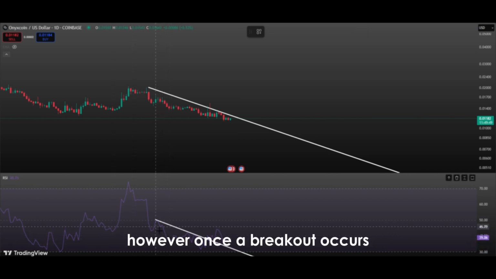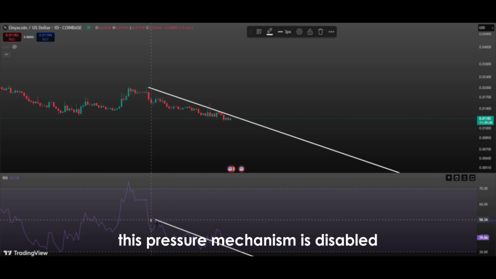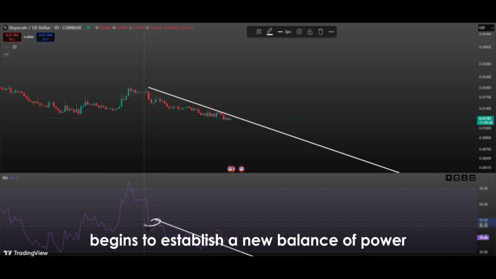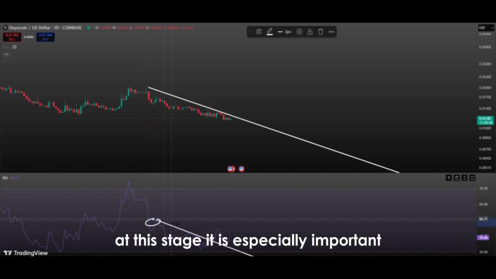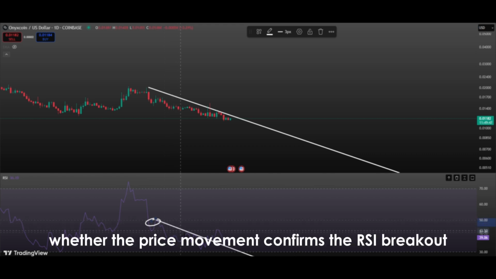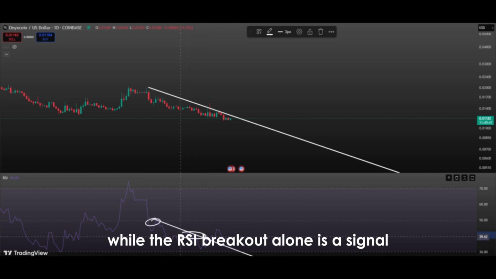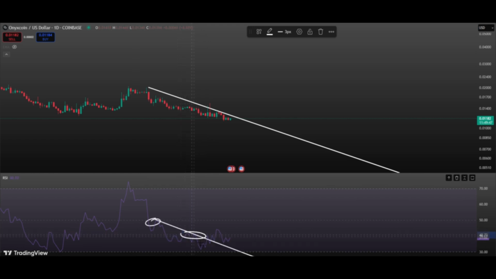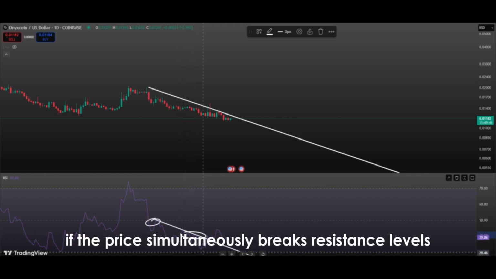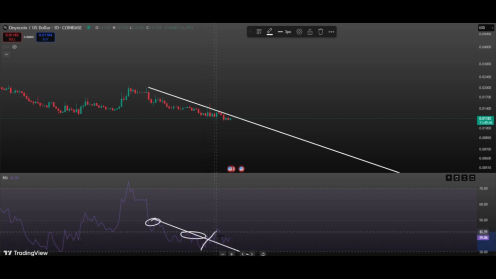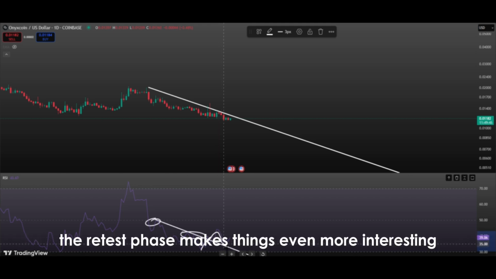However, once a breakout occurs, this pressure mechanism is disabled and the market begins to establish a new balance of power. At this stage, it is especially important whether the price movement confirms the RSI breakout. While the RSI breakout alone is a signal, the price also gaining upward momentum strengthens it further. If the price simultaneously breaks resistance levels, it is possible to say that buyers are gaining significant control over the market. The retest phase makes things even more interesting.